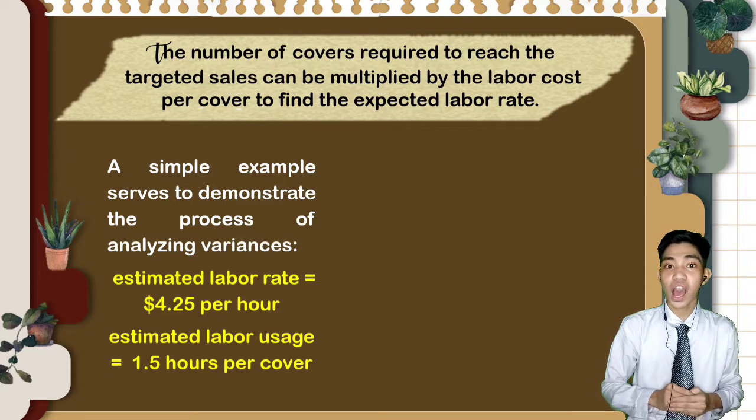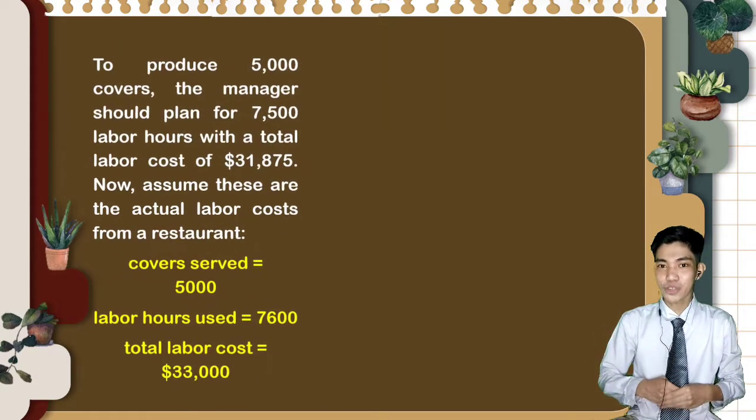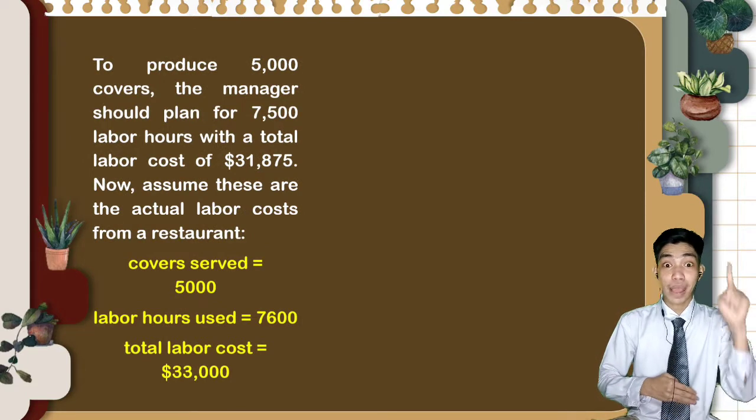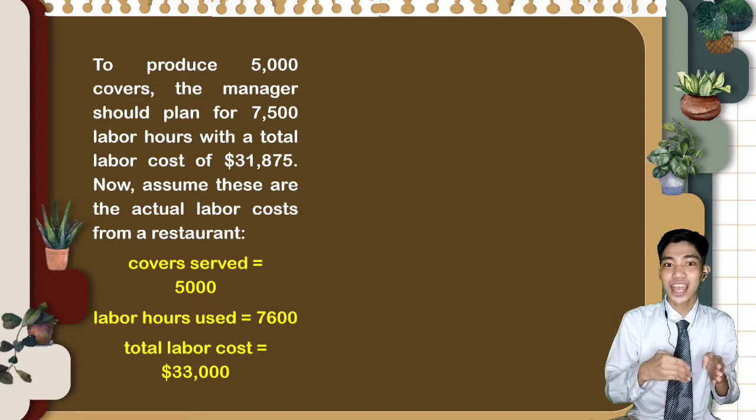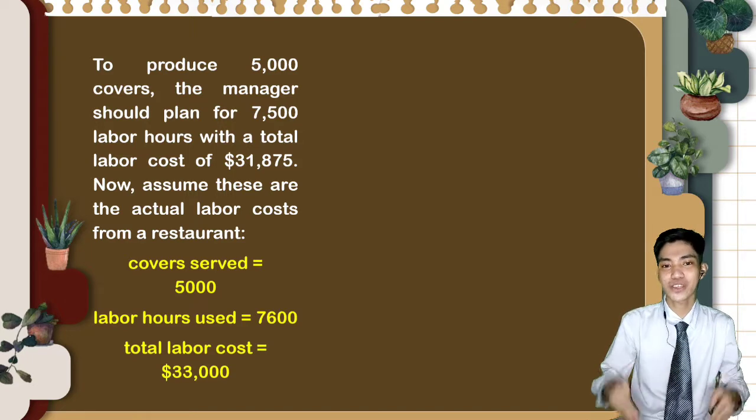So assuming our estimated labor rate is equal to $4.25 per hour, and our estimated labor usage is equal to 1.5 hours per cover. So the amount attributed to each can be determined by computing the following variances. By the way class, pag sinabi nating variance, ito ay tumutukoy sa pagkakaiba or difference between the budgeted and planned costs and the actual costs incurred.